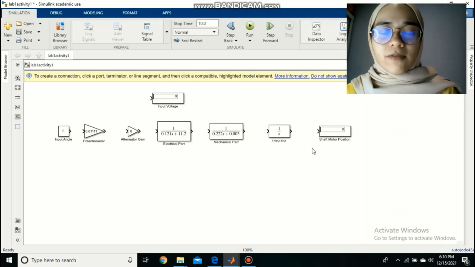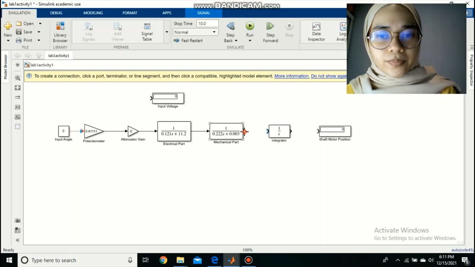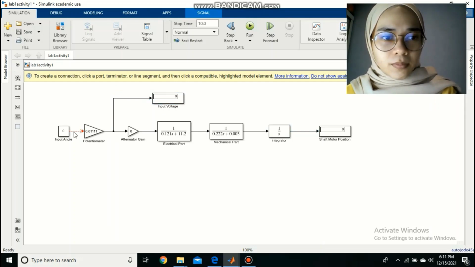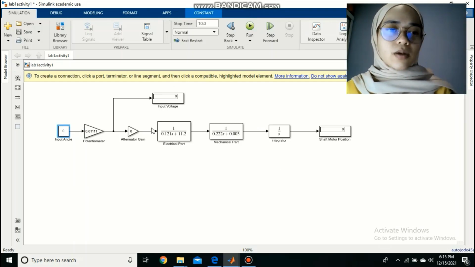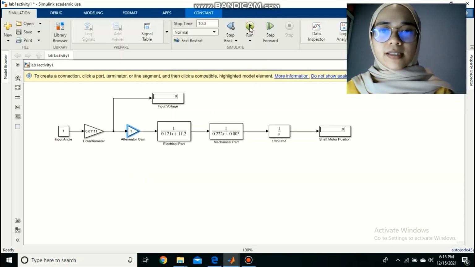So after we find the components, we need to connect all these components together. After we connect all the components, we need to set our input angle at 1 and we also set our actuator gain at 1. Then we can run this simulation.